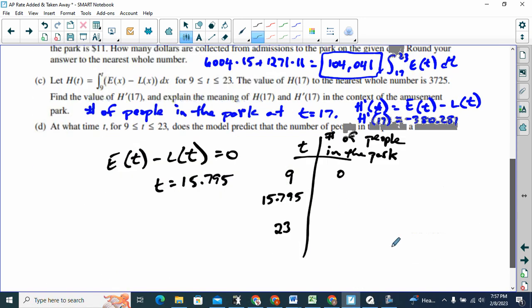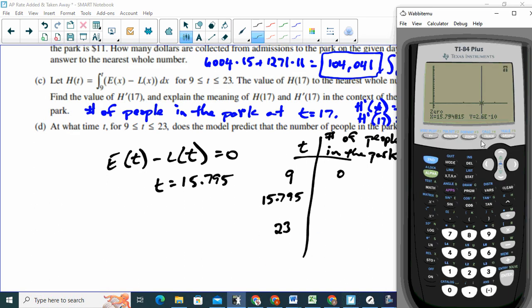At time 15.795, to figure out the number of people in the park, we are going to integrate starting at time 9 and ending at time 15.795. And usually we need to add our initial number of people. So we would add the initial amount, but remember the initial amount was 0. So we have 3,951 people in the park at that time.